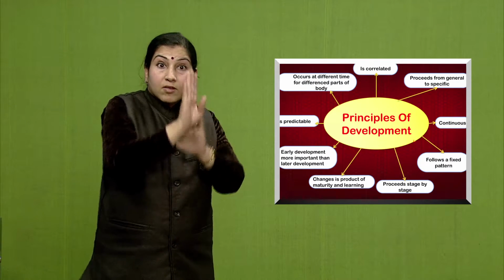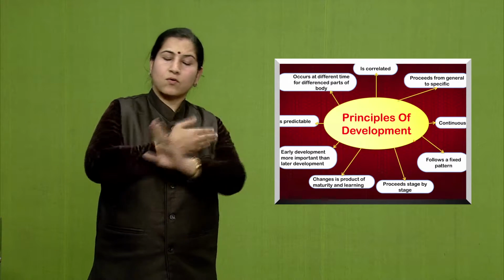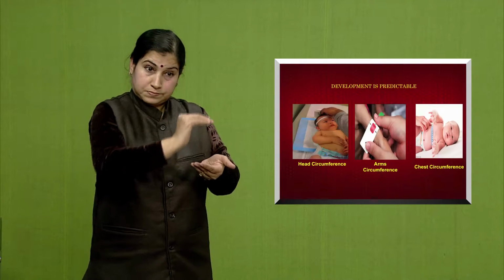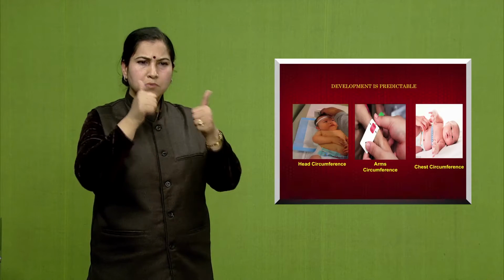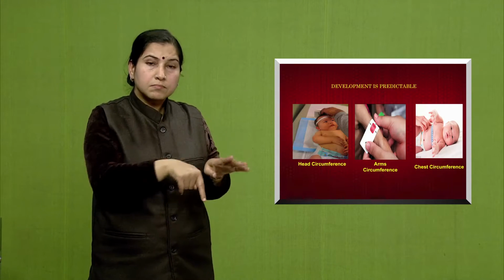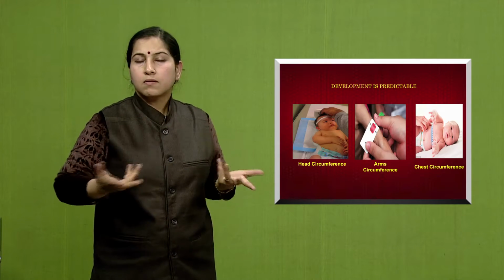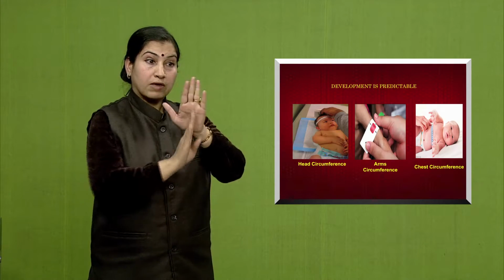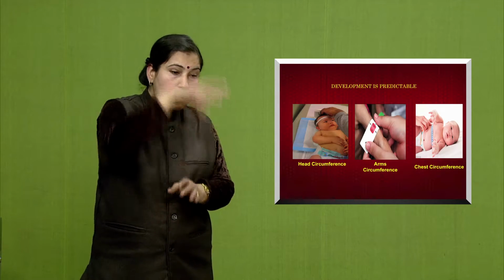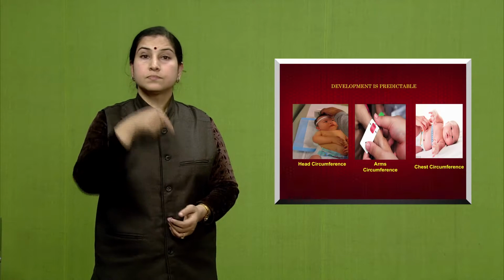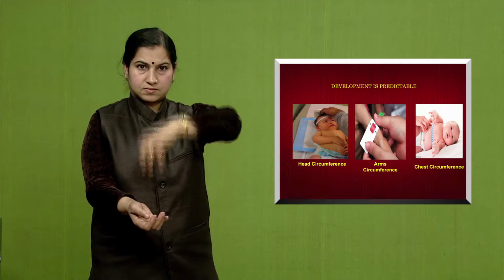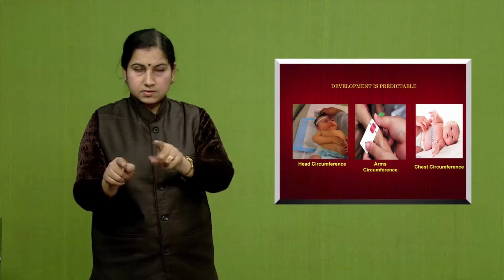Development is predictable because the rate of development is constant for a child, so it is possible to predict certain development outcomes at an early age. The X-ray of the wrist will predict the approximate height of the child.